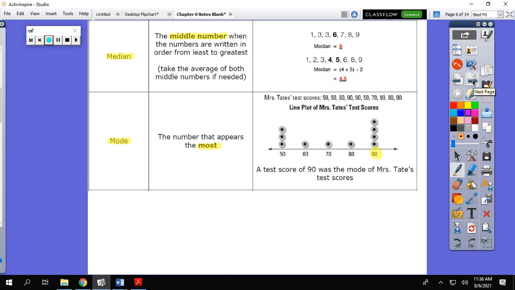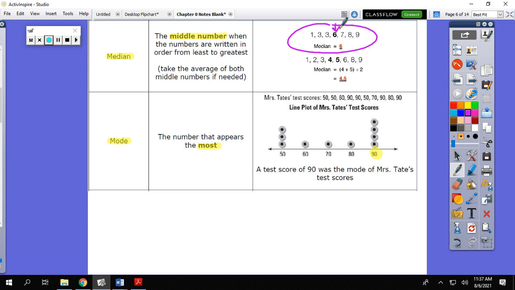The median is the middle number in the data set when the data is in order from least to greatest. This is also known as ascending order. So when we write out all the numbers in the data set in order from smallest to largest, the middle number is the median. Now that only works if there's an odd number of numbers, like this first data set right here. The middle number is the 6. So your median there would be 6.